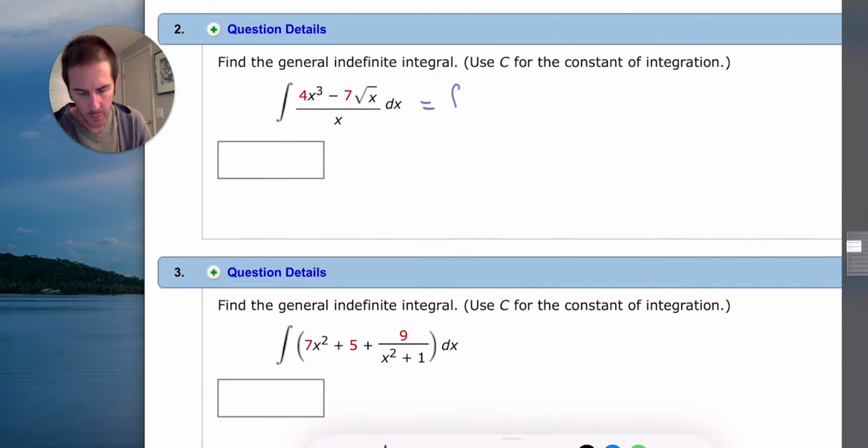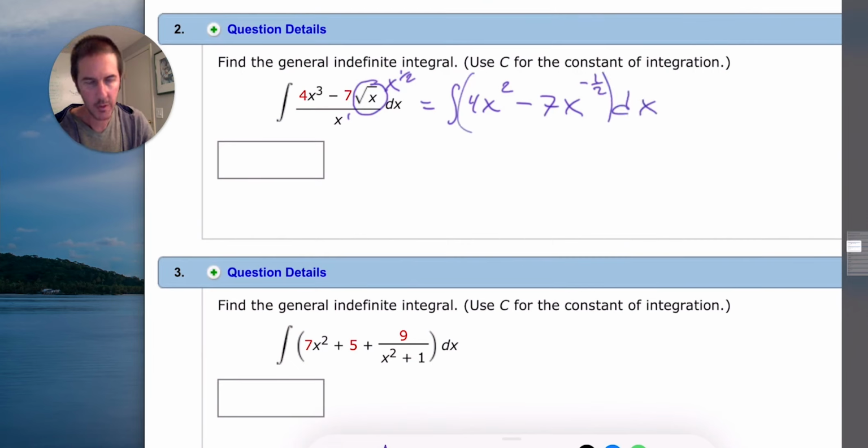So this ends up equaling the integral of, this first reduction is nice, it's 4x squared. The next one, you're subtracting 7, and then remember that x, the square root of x is the same thing as x to the 1/2 power, and this denominator is really x to the first power, so 1/2 minus 1, right? The upper exponent minus the lower exponent, 1/2 minus 1 makes negative 1/2. So we could think of this as 7 times x to the negative 1/2 dx.